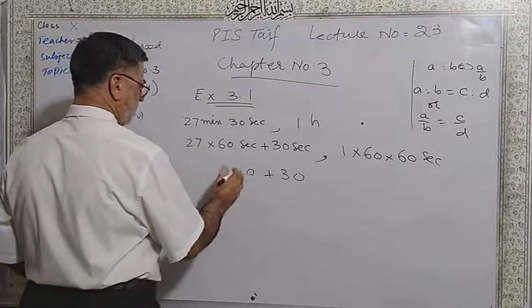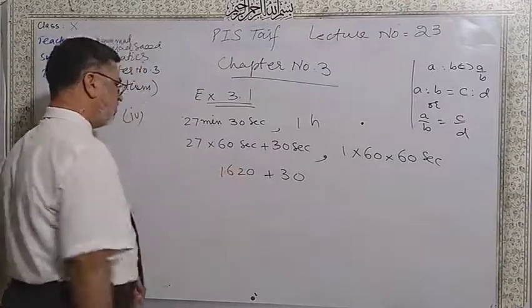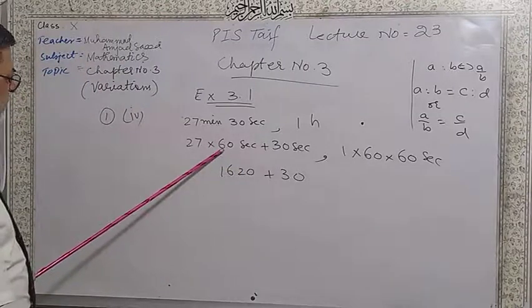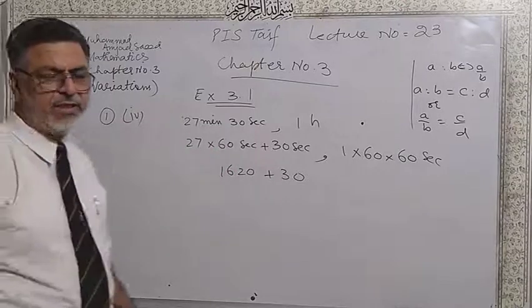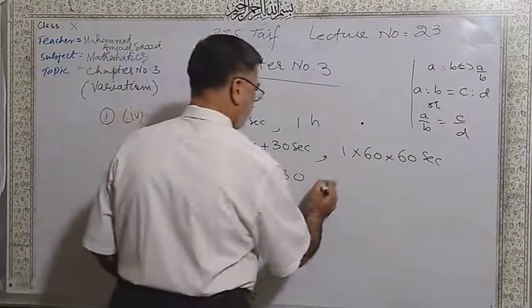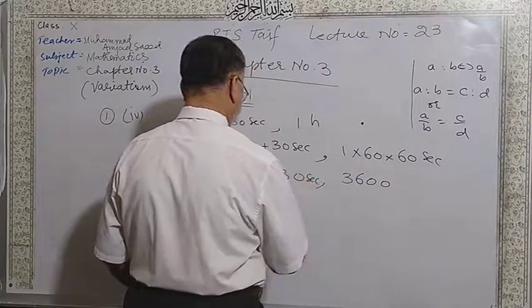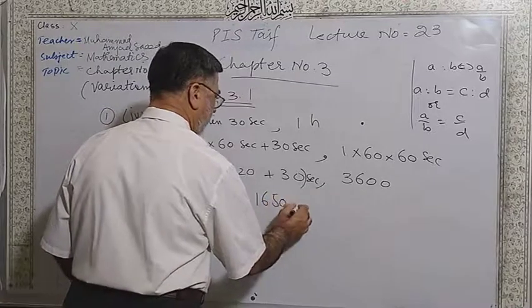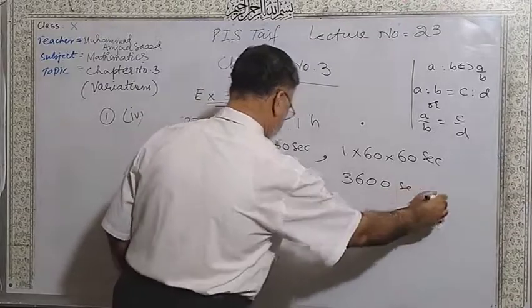You multiply them: 0, 6, 7, 42 and 6 twelve, plus 4 is 16. Here we have a total of 3600 seconds. So here is 1650 ratio 3600.